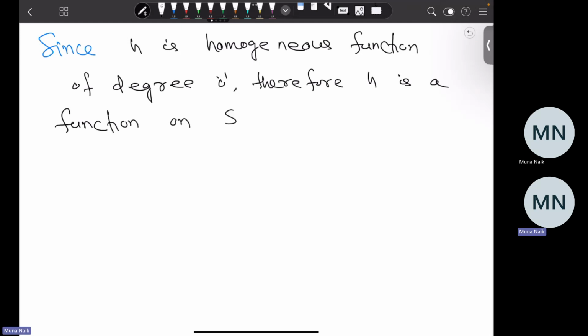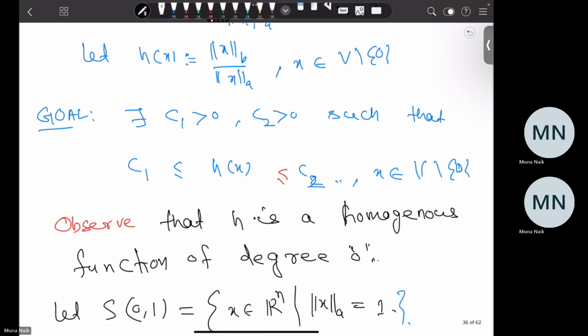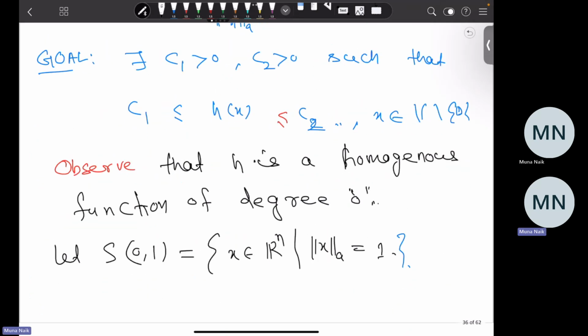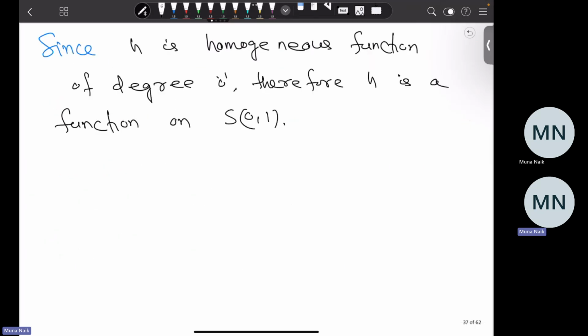Now the thing is, if I can show that this H is bounded above by some constant C2 and below by C1, then I am done. Really, I will be able to conclude that norm A is equal to norm B. Now H is a function on the unit sphere, and H is a homogeneous function and positive.